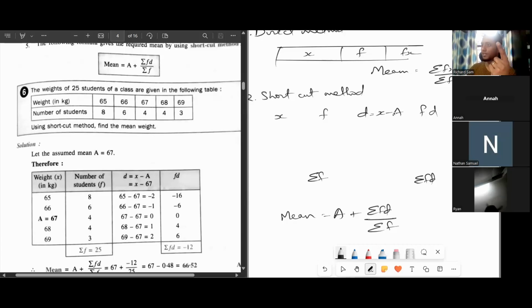Because we minused it over here, we're doing the opposite. Since we minused A over here, we're going to add A over here. Aman, is that clear? Okay.